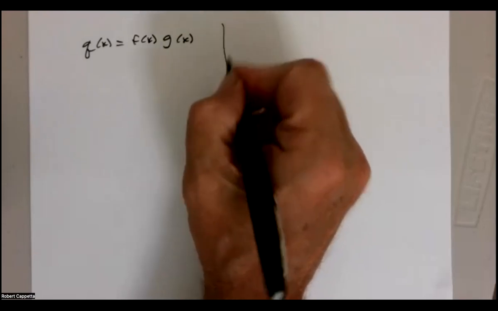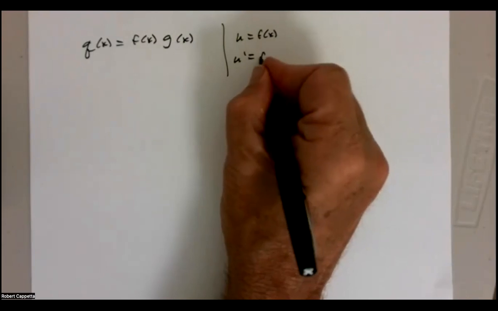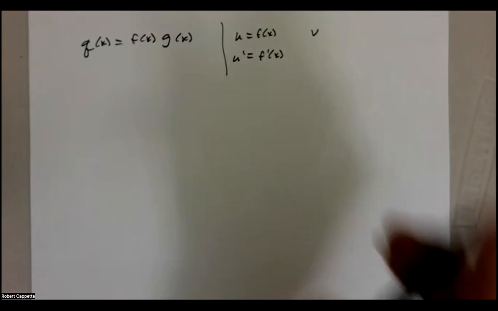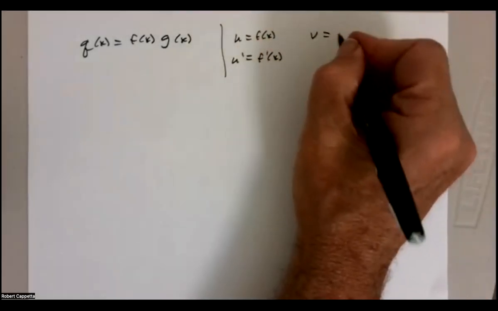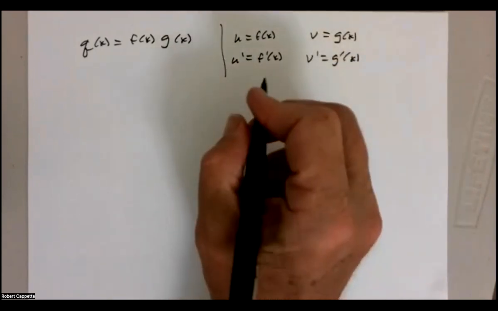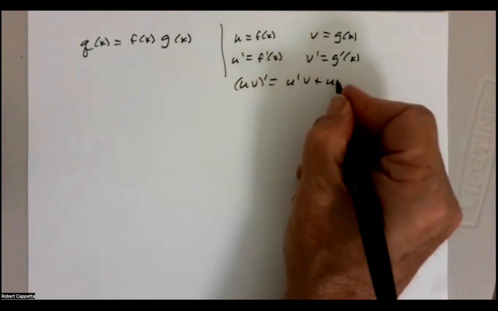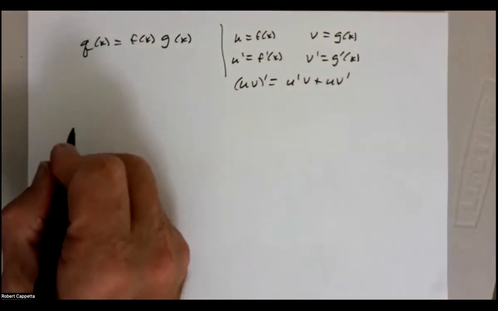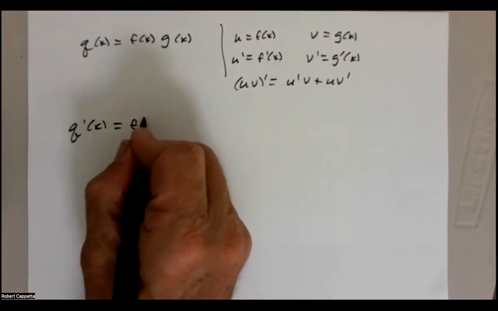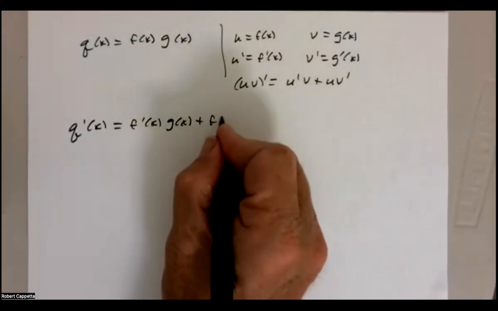So we're going to say u is f of x. So u prime is f prime of x. V is g of x. So v prime is g prime of x. And we know, product rule, is u prime v plus u v prime. So what is q prime of x? U prime v, f prime of x, g of x, plus u v prime, f of x, g prime of x.